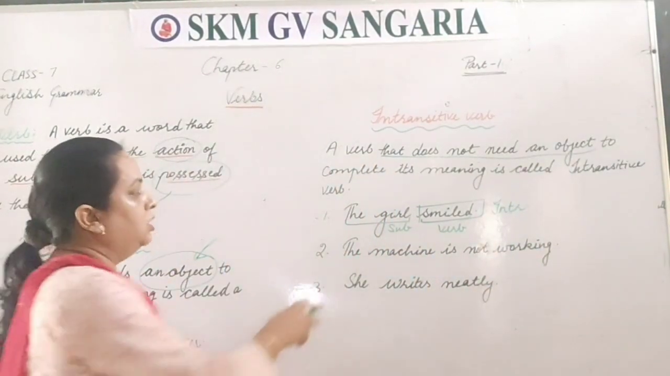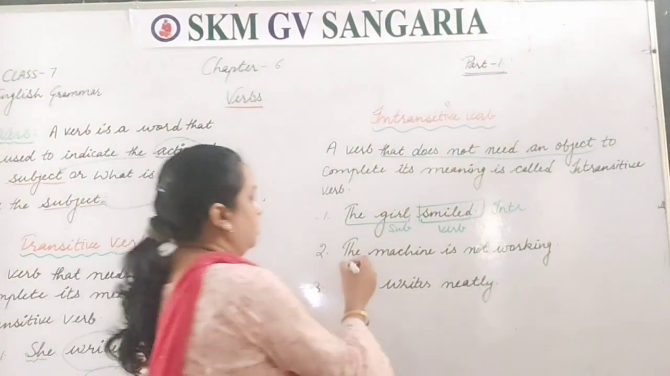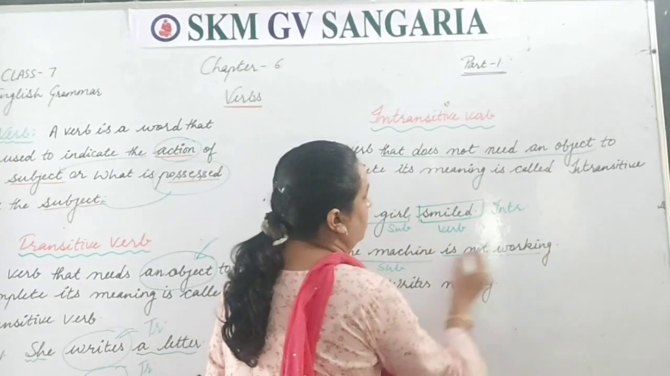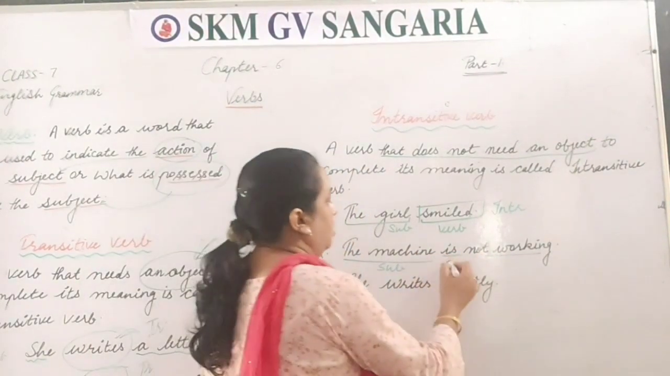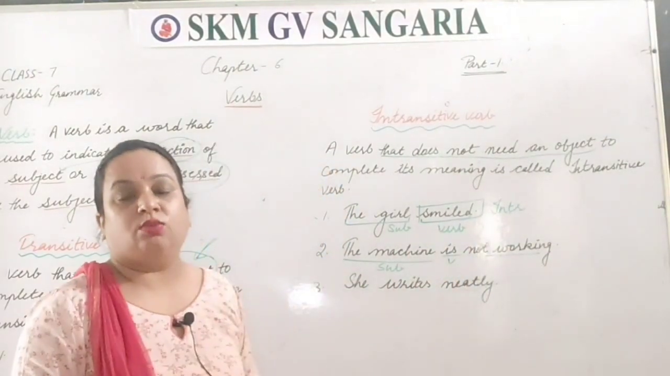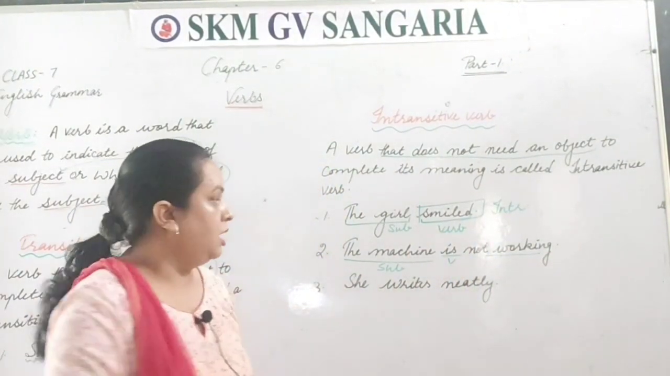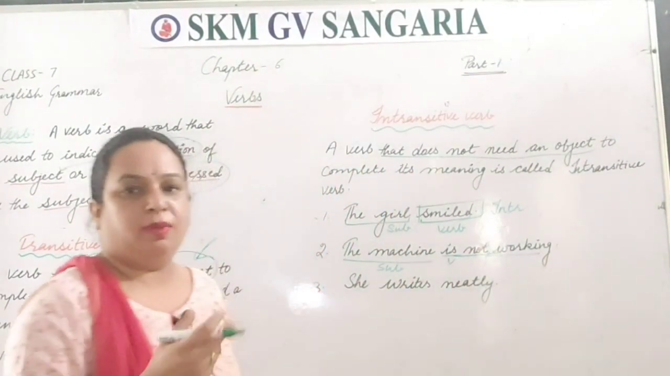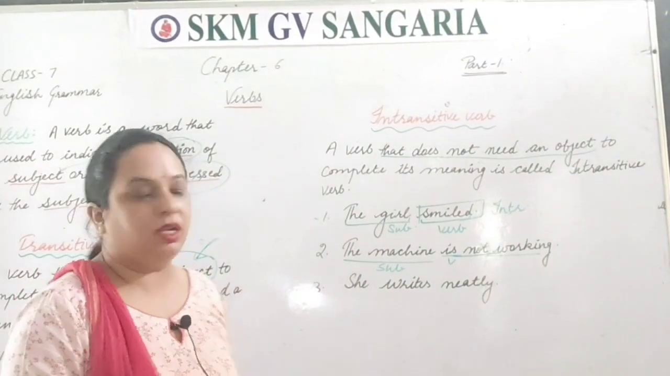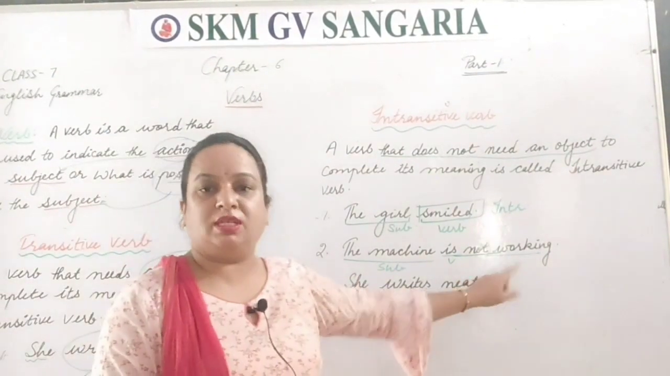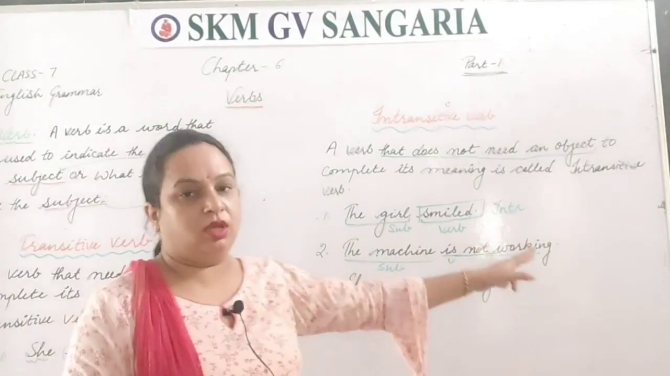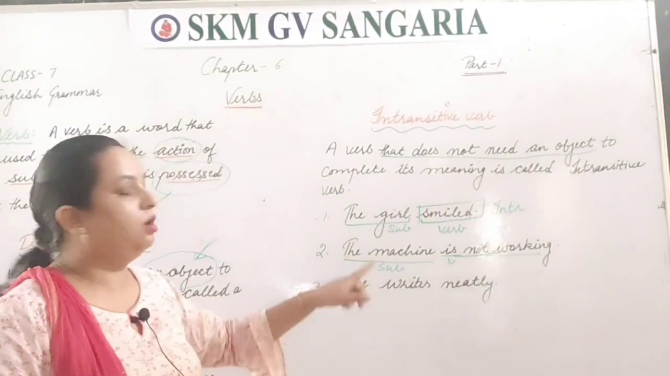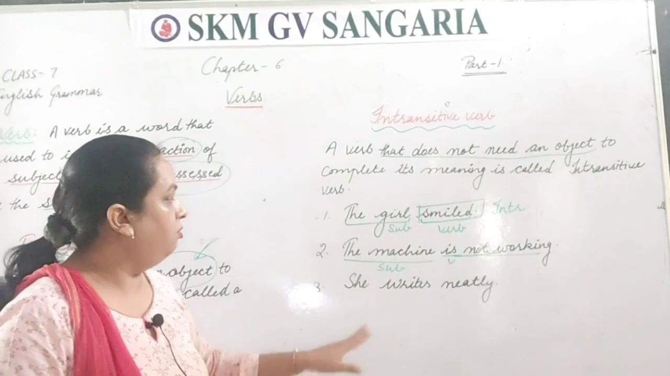The machine is not working. Now the subject is the machine. Is is the verb here. And not working is not an object, right? You may say this complete phrase is the verb, or this is a helping verb and this is the main verb, but there is no object after that, and moreover we cannot change this sentence into passive voice. So this verb also becomes an intransitive verb.